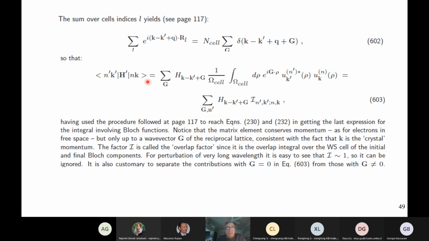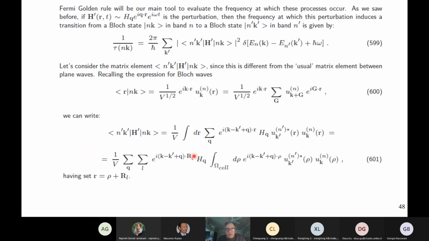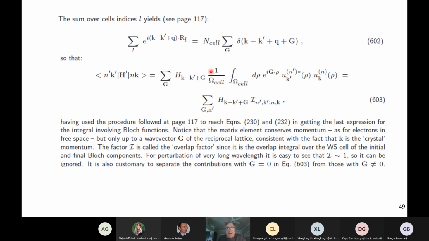So we can rewrite this matrix element as a sum over G. Now I'm using the delta function to express these objects, so I can replace it with k minus k prime plus G, which is what I've done here. And then I have an integral over a single cell of this object. And I can write it as a sum over bands, because of n prime. Sorry, there's no sum over n prime here. I'm just fixing n prime.